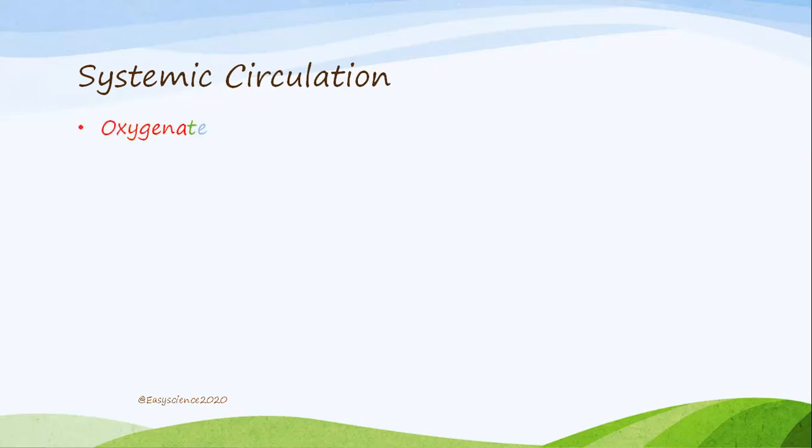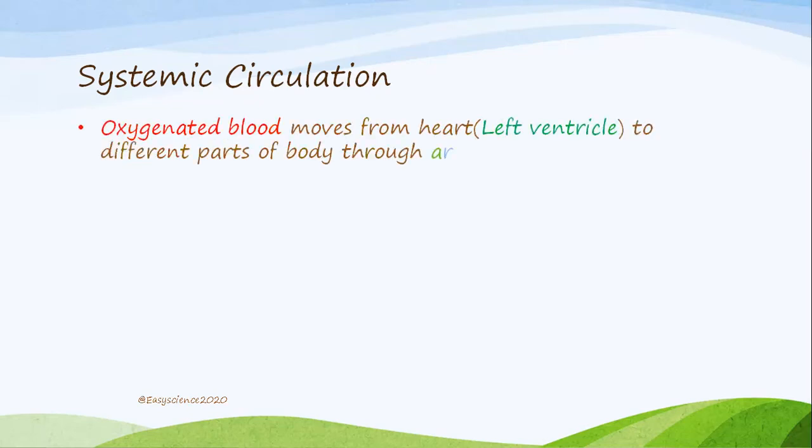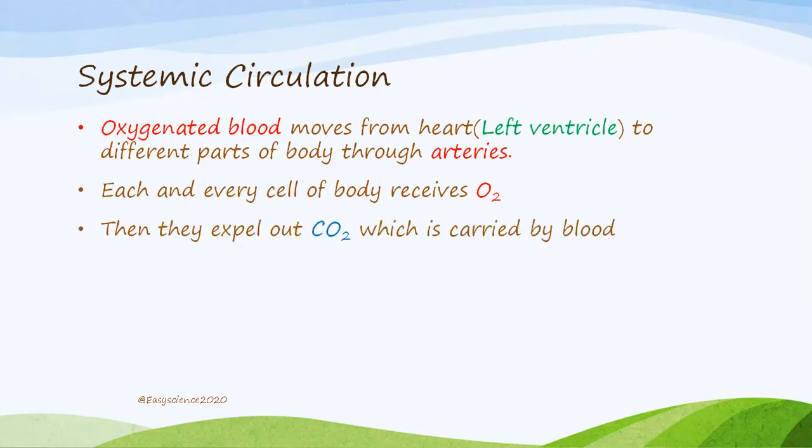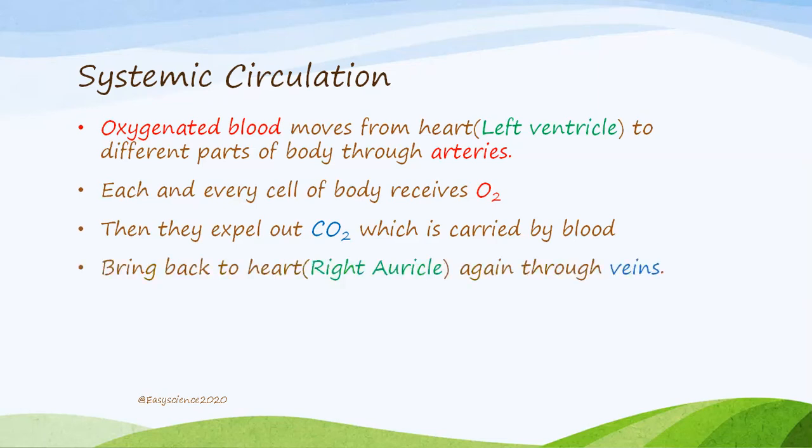Systemic circulation. It is a type of circulation in which oxygenated blood moves from the heart to various parts of the body through arteries. That's why these arteries carry the pure blood, or let's say oxygenated blood. Each and every cell of the body receives O2 through arteries. Then they expel out carbon dioxide, which is carried by blood. It means cells just expel out carbon dioxide that is present in them. Then after, blood is brought back to the heart through the veins.